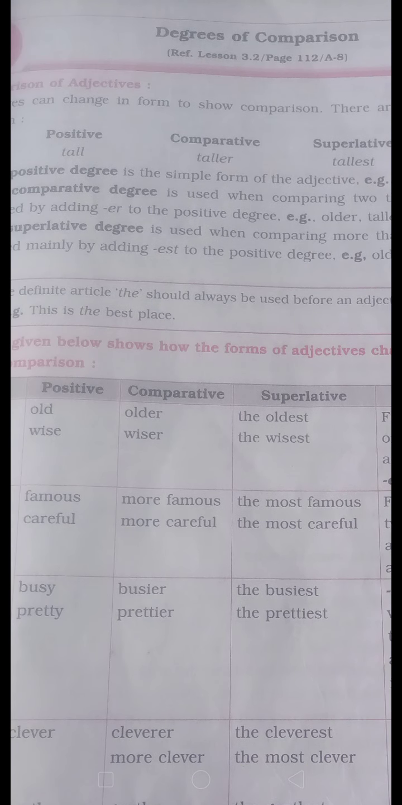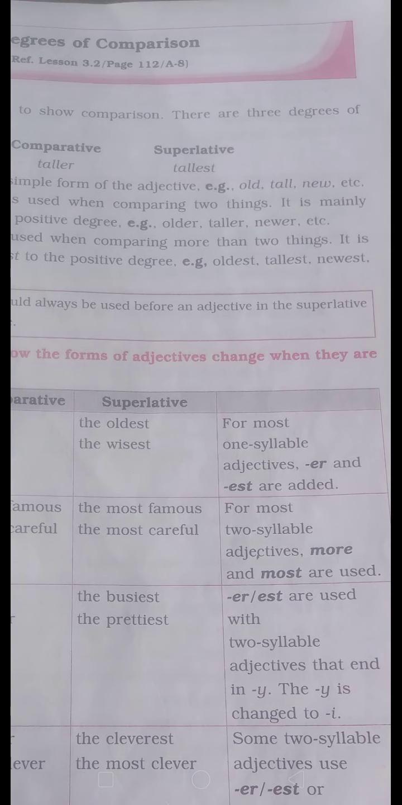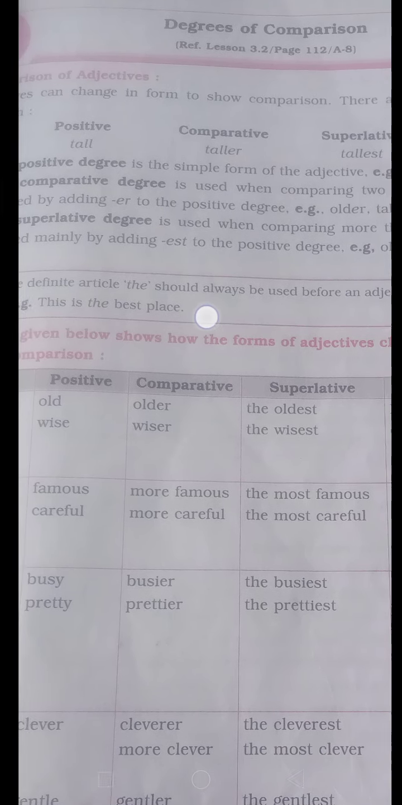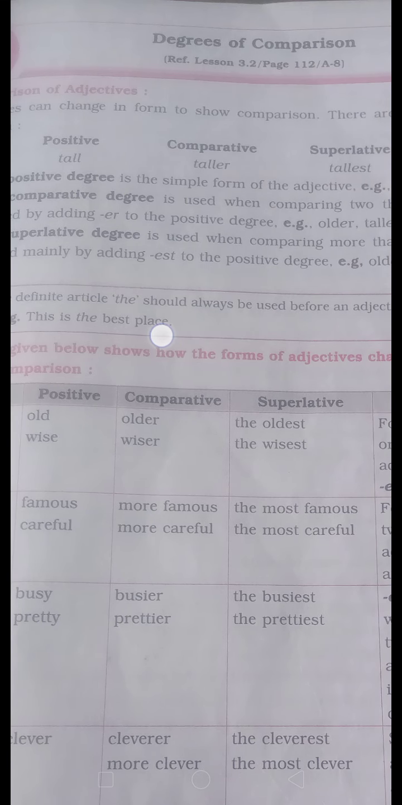The comparative degree is used when comparing two things. It is mainly formed by adding er to the positive degree. The positive degree is the simplest form, but in the comparative degree we join er to the adjective. For example, older, taller, higher. These are the comparative forms of the degree.